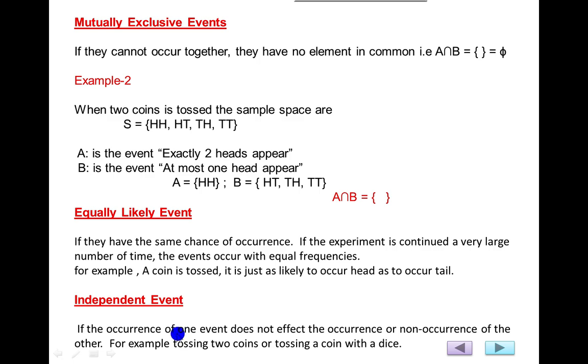Independent event: if the occurrence of one event does not affect the occurrence or non-occurrence of the other. For example, tossing 2 coins or tossing a coin with a dice. Suppose you throw a coin 2 times or 2 coins 1 time, if the first time head appears, second time maybe head, maybe tail.